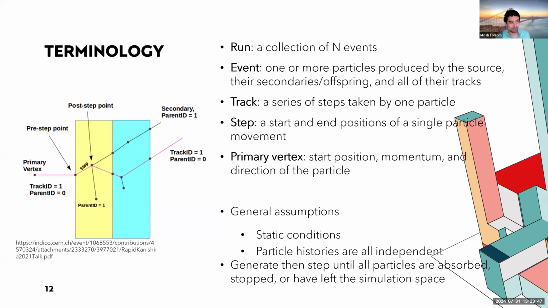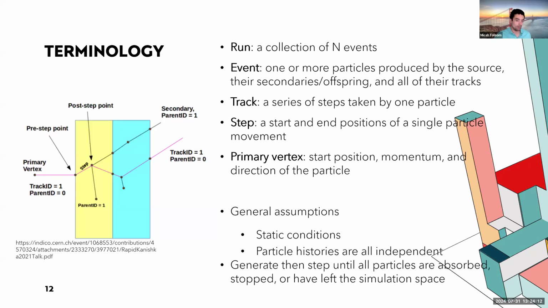So just a collection of events. An event is one or more particles produced by the source, all of their secondaries and all of their offspring and all of their tracks. So that's kind of everything. A particle is born, it does its thing, it produces all of its secondary, tertiary particles, all the tracks and steps associated with those, and those are kind of collected into one event.